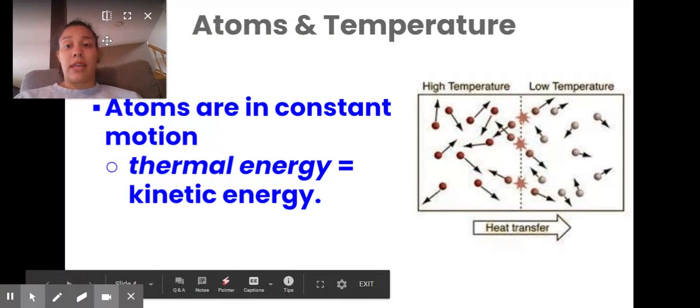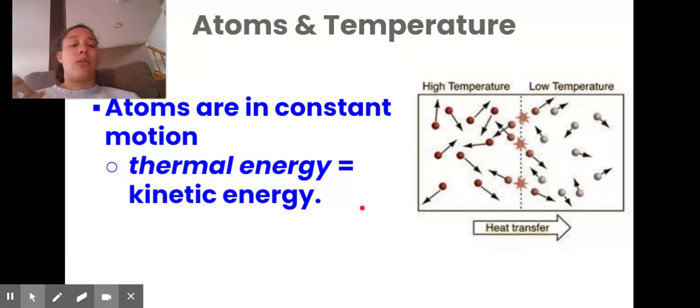But here it is again. So remember, kinetic energy is going to be related to our thermal energy. It's the energy of motion. And anytime something's moving, it's going to be giving off a little bit of that energy as heat. So no matter what, atoms are going to be in constant motion. So even if they're solids, they're going to be tightly packed together.